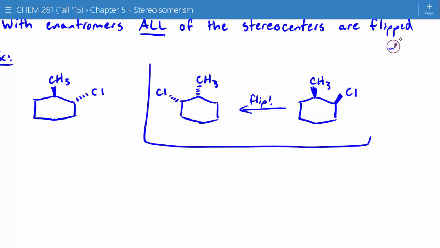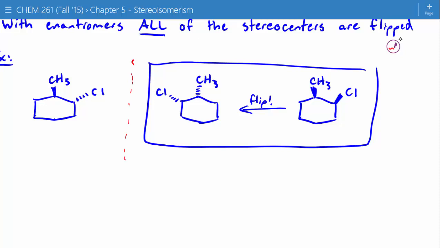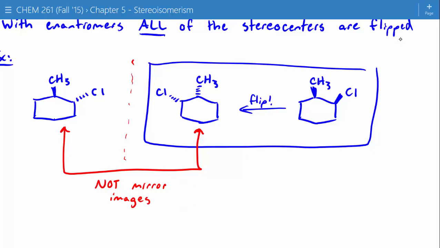So now, if we compare these two, we can draw our invisible mirror plane. These are not mirror images, which means that these will be called diastereomers. You notice how the one on the left would be called trans, the one on the right would be called cis. Cis and trans, if we're comparing those, they're diastereomers, always.